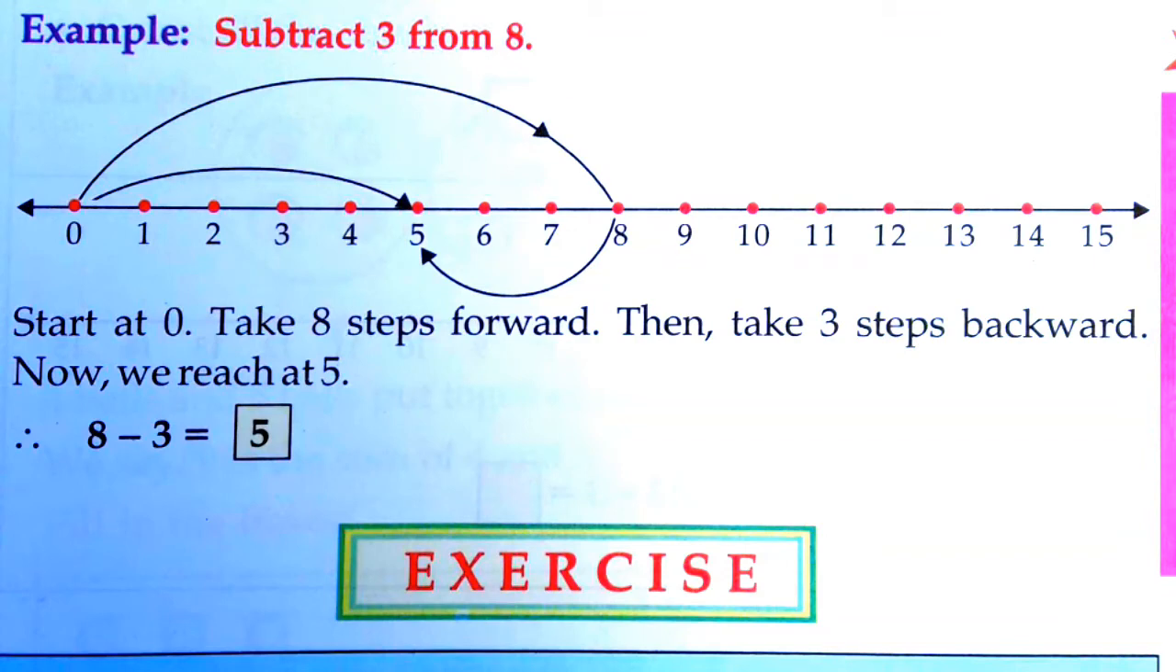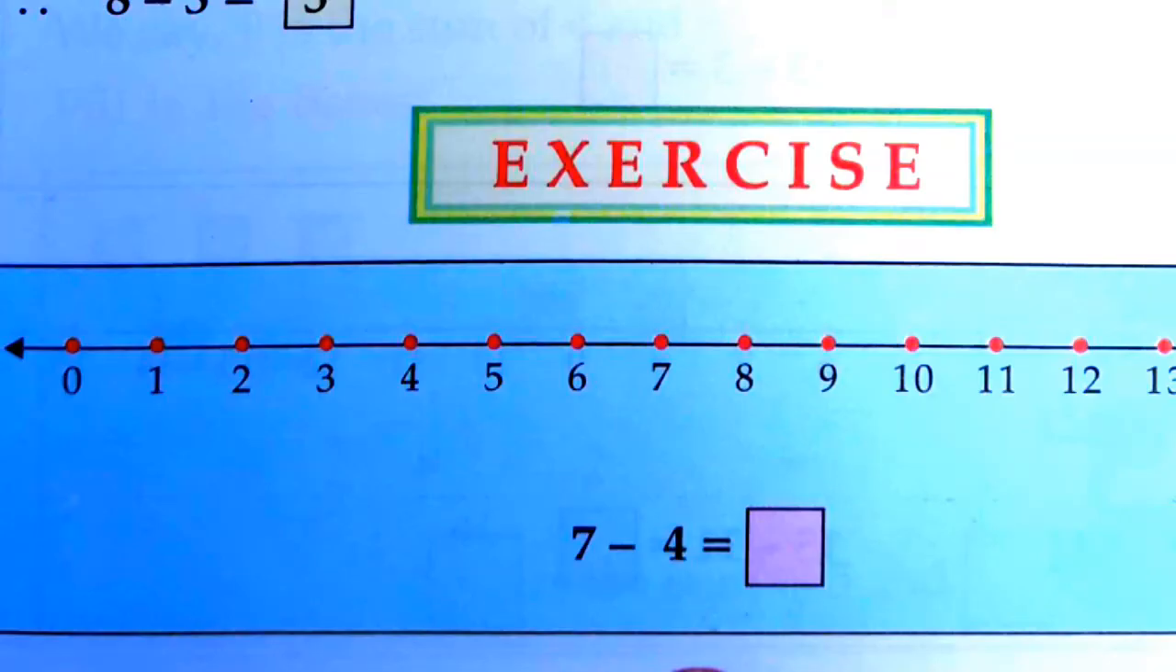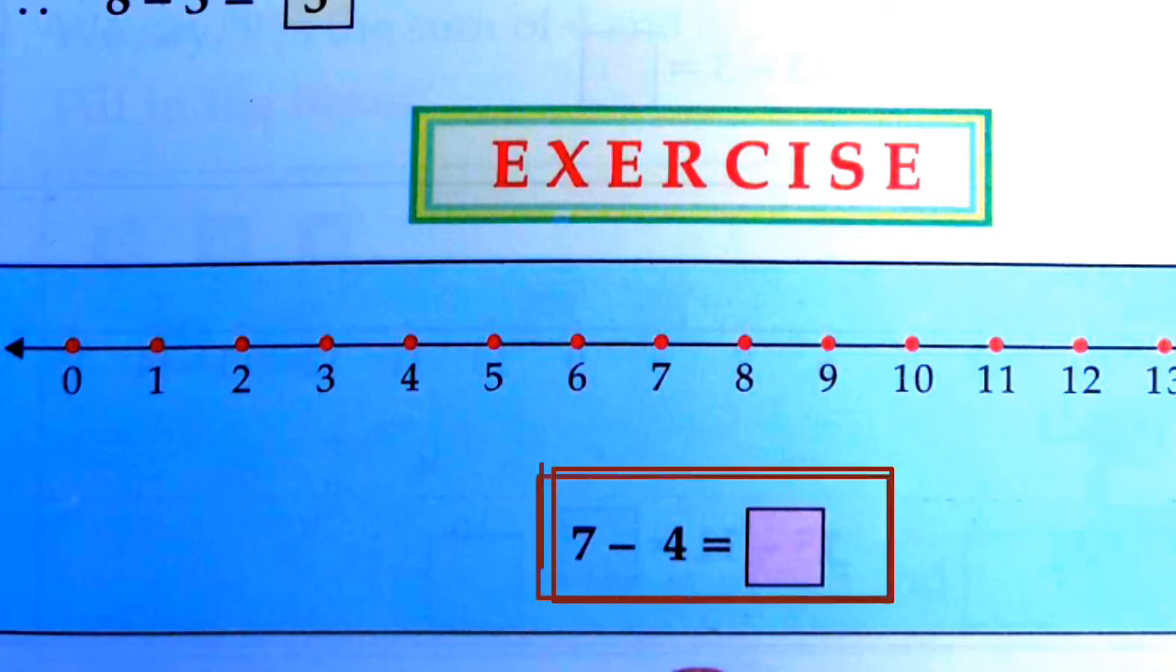Where we will reach? We will reach at 5. So the answer is 5. You see the picture clearly. 8 minus 3 equal to 5. Okay. Now we will do some exercise problems. You see the first picture. Problem is 7 minus 4 equal to dash. We will write the answer in the box.